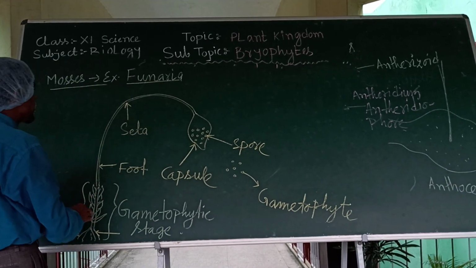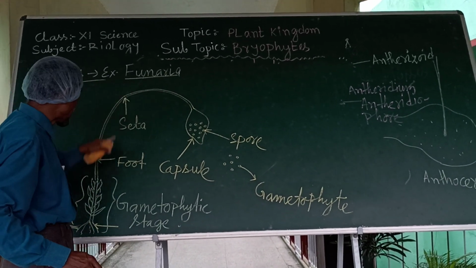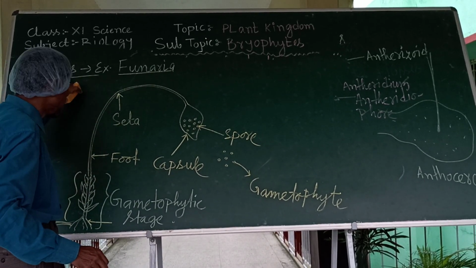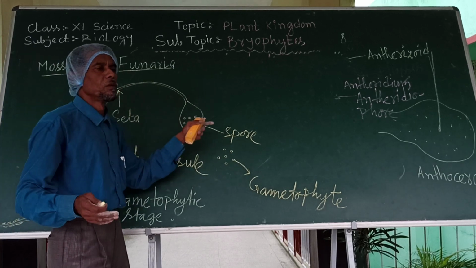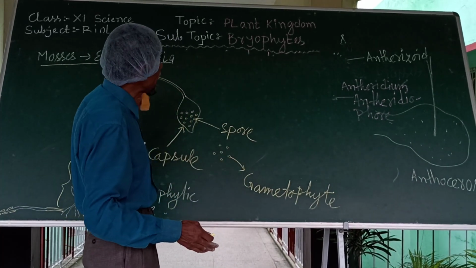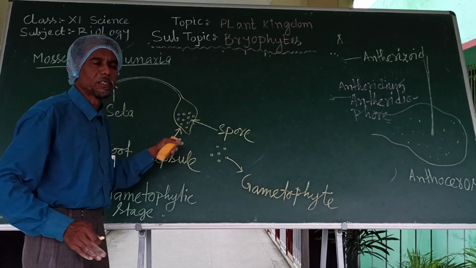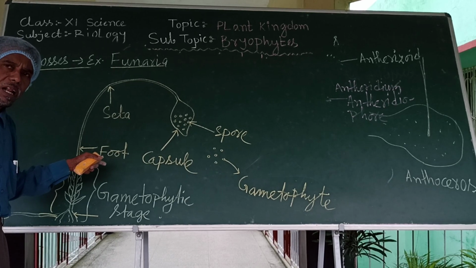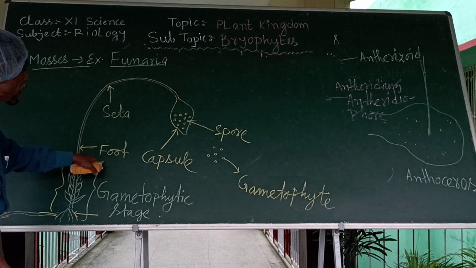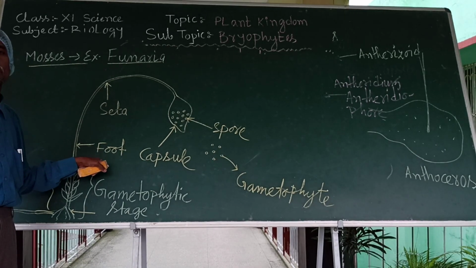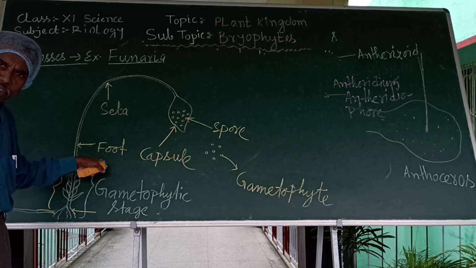So the example of moss is Funaria. I have given you the example of Funaria, the moss, and another you can say the Sphagnum. It also has the same life cycle. The sexual reproduction is very common in their life cycle. Asexual reproduction is by means of budding or by means of fragmentation.